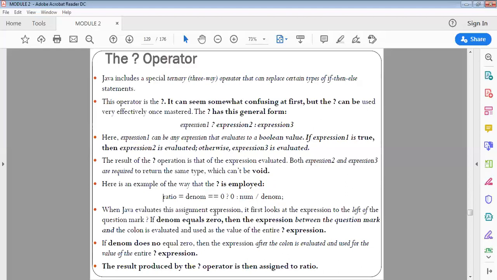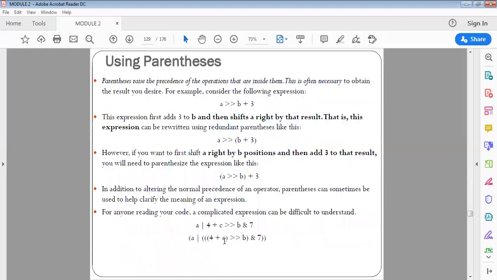When Java evaluates this assignment expression, it looks to the left of the question mark. What is to the left of the question mark is expression 1. If denom equals 0, then expression 2, that is 0, will be stored in the variable ratio. Similarly, when denom is not equal to 0, the num by denom operation will be done and the resultant value will be stored into ratio. So that is the result produced by the question mark operator, which is then assigned to ratio.